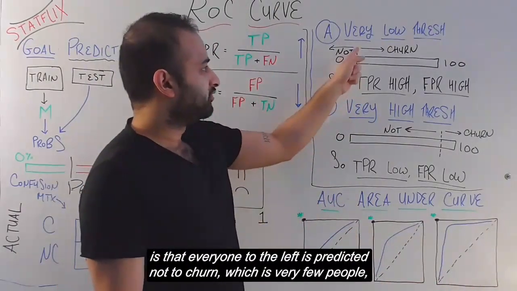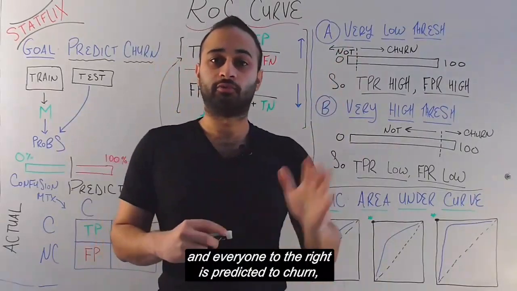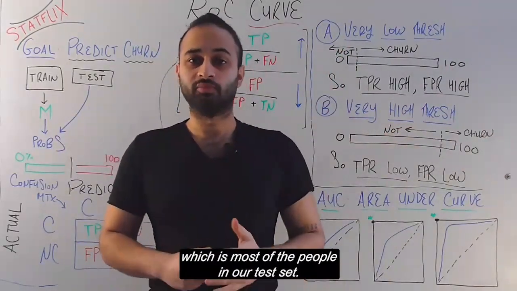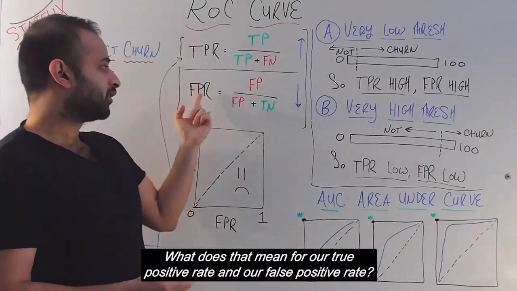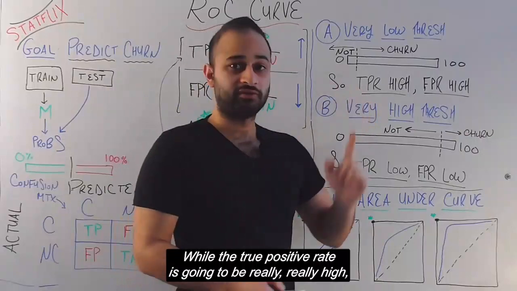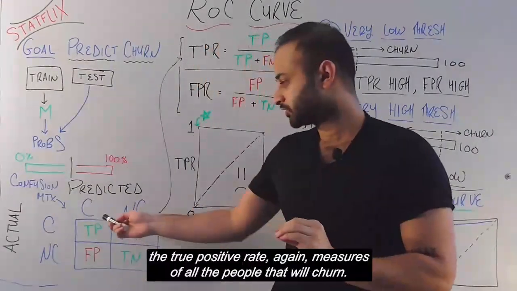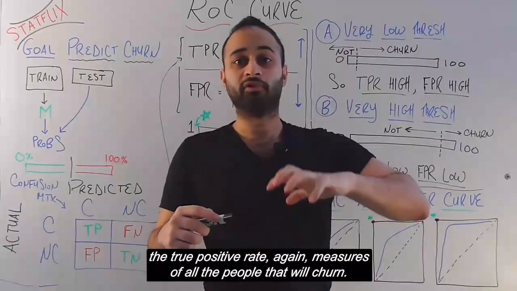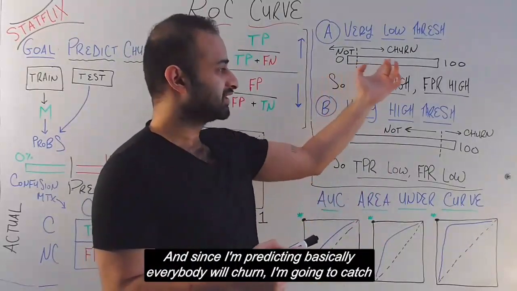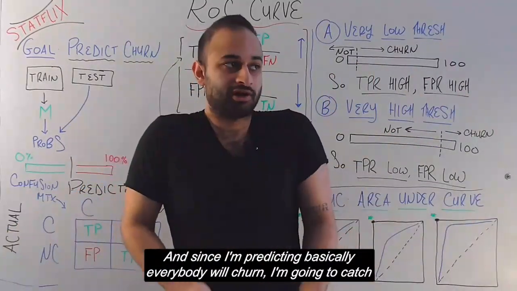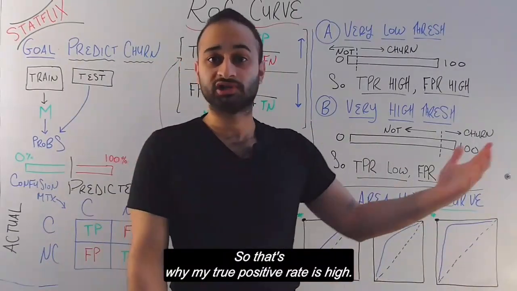So again, what this means is that everyone to the left is predicted not to churn, which is very few people. And everyone to the right is predicted to churn, which is most of the people in our test set. What does that mean for our true positive rate and our false positive rate? Well, the true positive rate is going to be really, really high, almost close to 1. The reason is that the true positive rate measures, of all the people that will churn, what percentage do I catch? And since I'm predicting basically everybody will churn, I'm going to catch most of them just by virtue of predicting everybody will churn. So that's why my true positive rate is high.